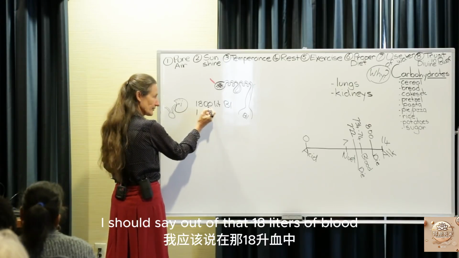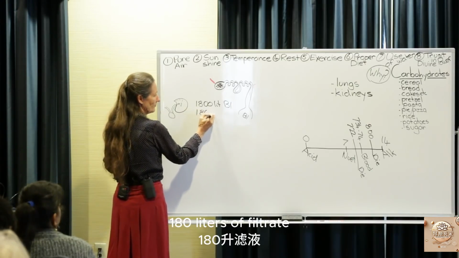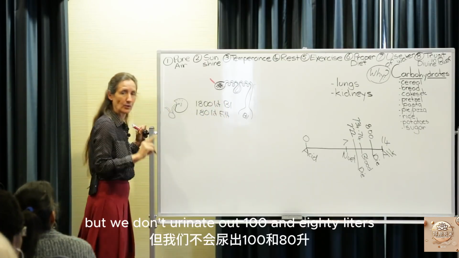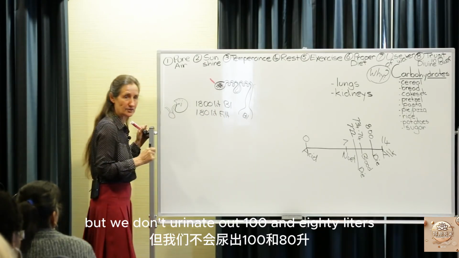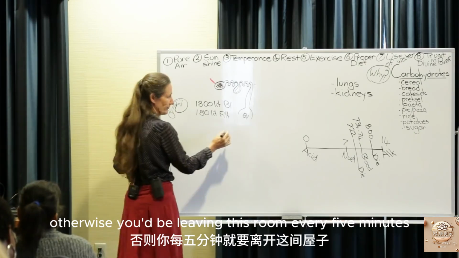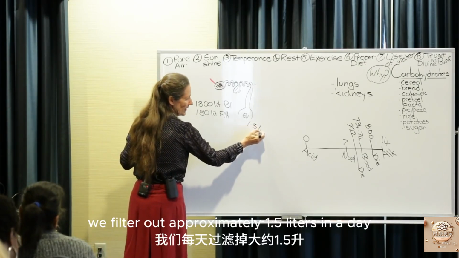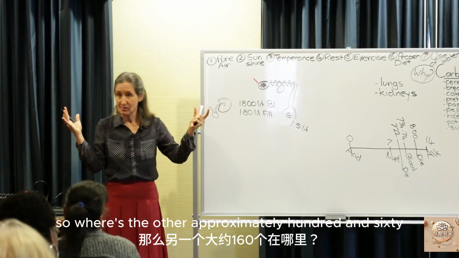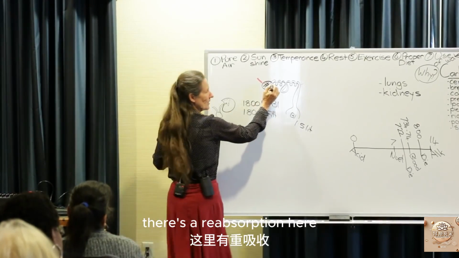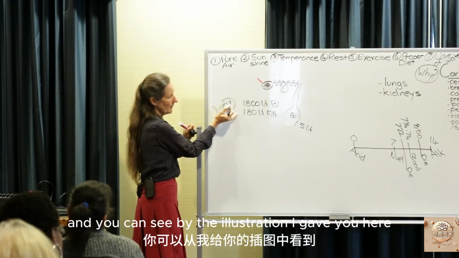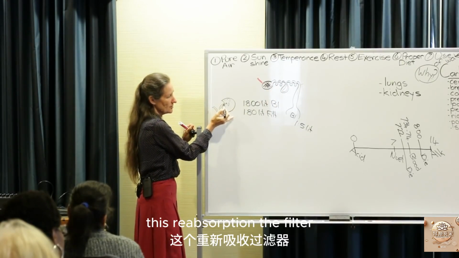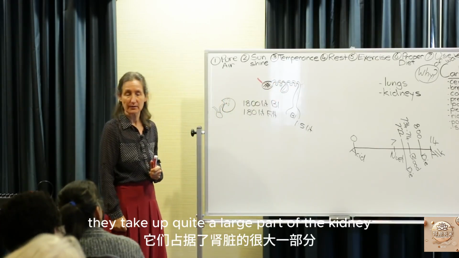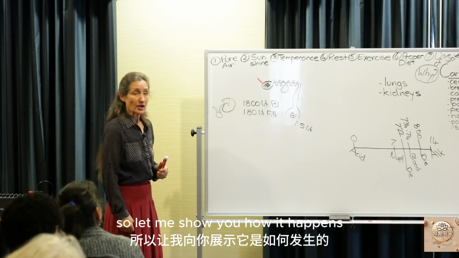Recirculating, I should say. Out of that 1800 litres of blood, 180 litres of filtrate is filtered out. But we don't urinate out 180 litres, do we? Otherwise you'd be leaving this room every 5 minutes. We filter out approximately 1.5 litres in a day. So where's the other approximately 160? There's a reabsorption here. And you can see by the illustration I gave you here, this reabsorption, the little tubule areas, they take up quite a large part of the kidney. So let me show you how it happens.